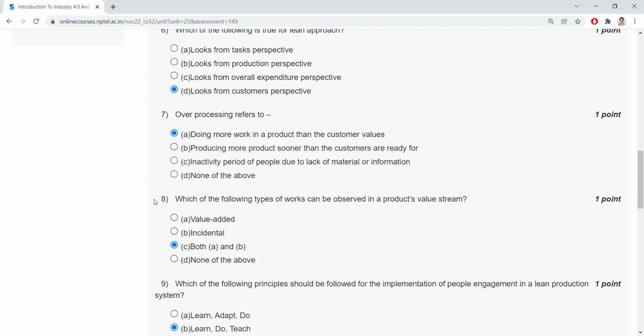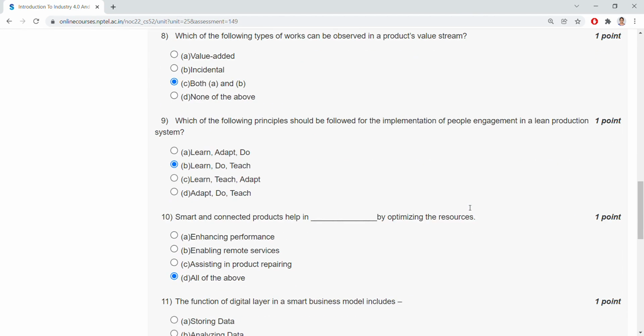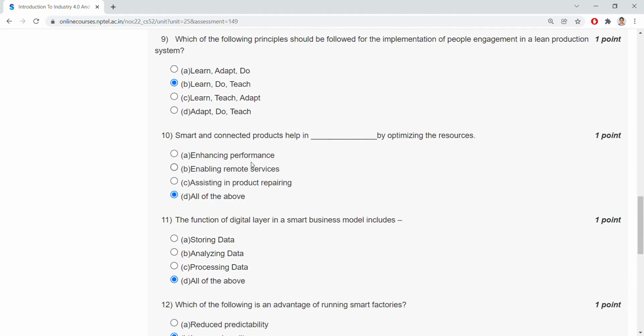Which of the following types of works can be observed in a product's value stream? Value added, incidental, both A and B. Which of the following principles should be followed for the implementation of people engagement in a lean production system? Learn, do, teach. Smart and connected products help in dash by optimizing the resources. All of the above. The function of digital layer in a smart business model includes all of the above.